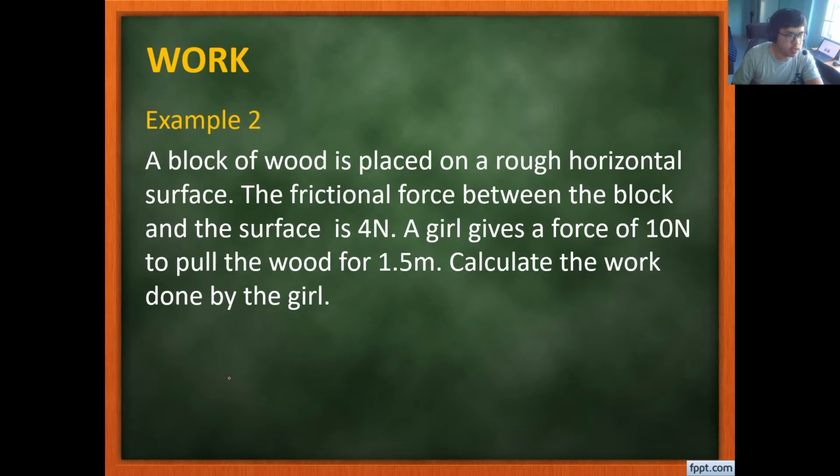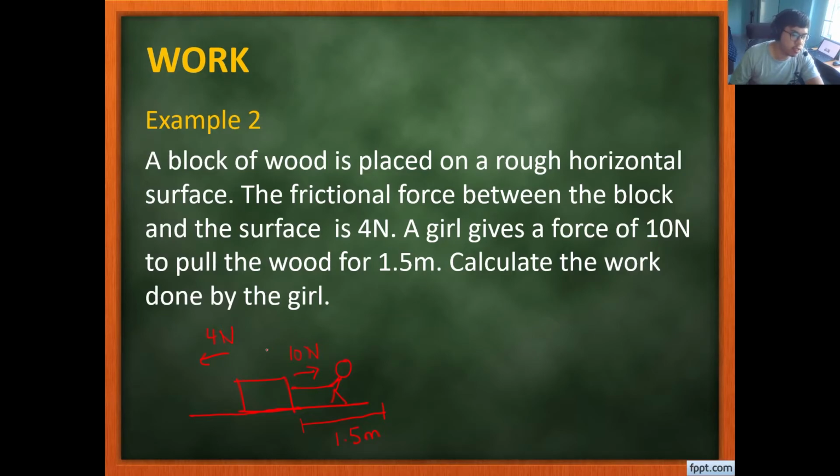Let's do another example. A block of wood is placed on a rough horizontal surface. So let's draw that really quickly. So this is the wood on the rough horizontal surface. The frictional force between the block and the surface is 4 newtons. So we have friction here of 4 newtons. A girl gives a force of 10 newtons to pull the wood for 1.5 meters. So you have a girl here that's pulling the wood at a force of 10 newtons, and the wood moves by a distance of 1.5 meters. Calculate the work done by the girl.